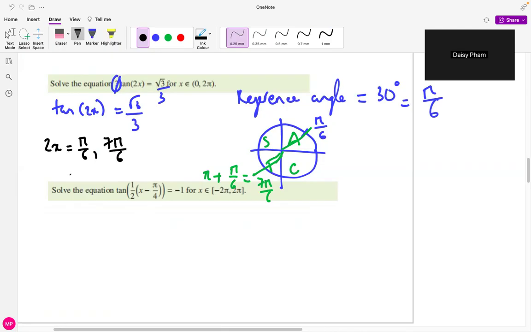And then you can solve for x by dividing by 2. So divide by 2 on the denominator. So x equals π/12 and 7π/12. Okay, how do we know if there are other solutions?